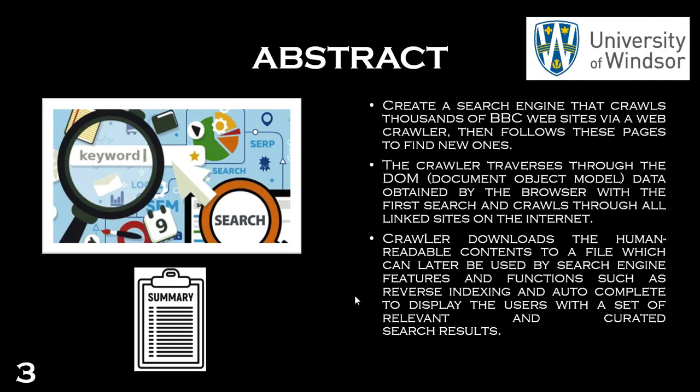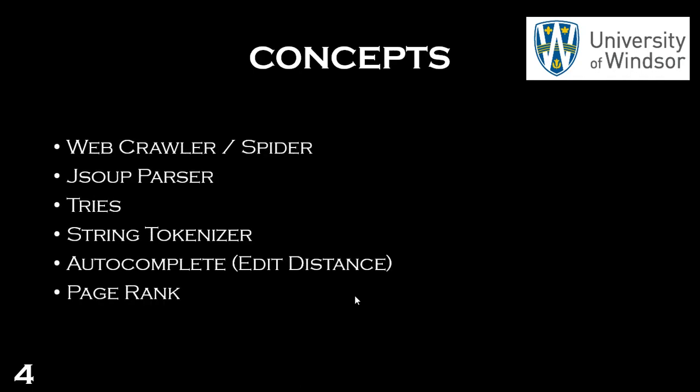Features and functions such as reverse indexing and autocomplete are added to enhance user friendliness and to display to users a set of relevant and curated search results, to improve the performance of the search engine as well. Coming on to the concepts, we have listed them here. The first thing is the web crawler, also known as a spider, and then we have the Jsoup Parser, and then the tree algorithm, and then the string tokenizer, followed by autocomplete, which is the edit distance, and page rank.